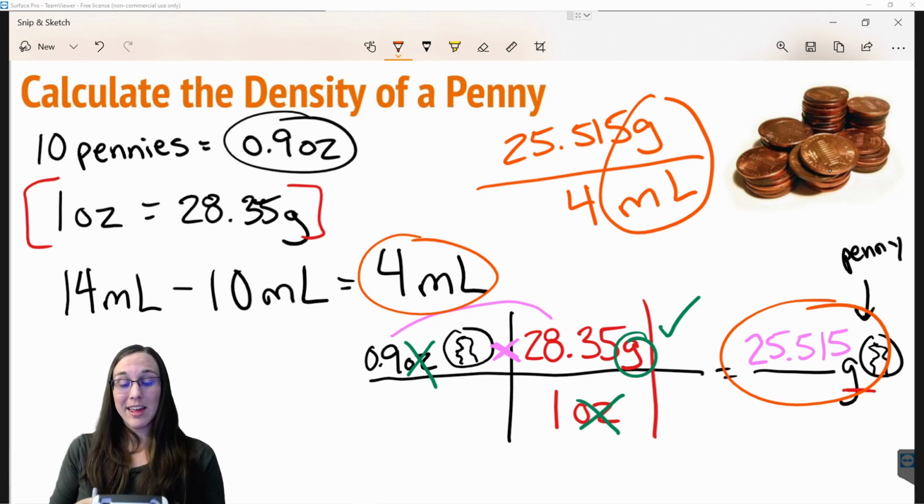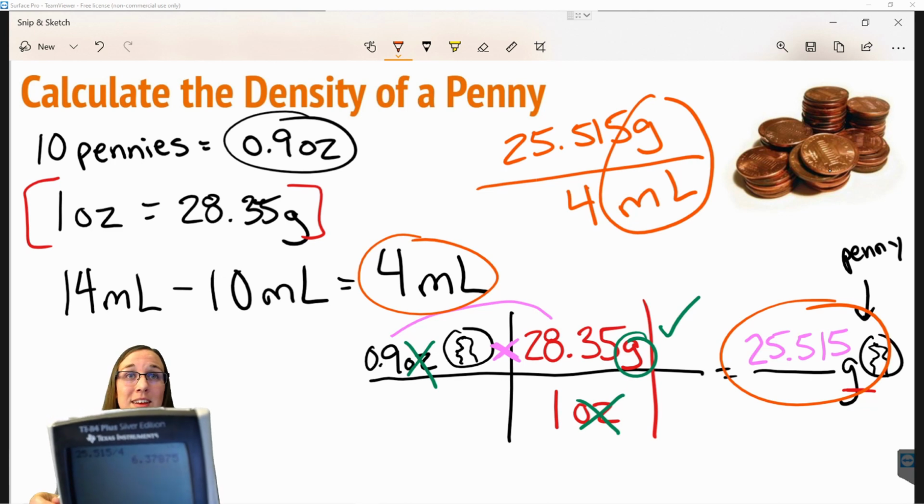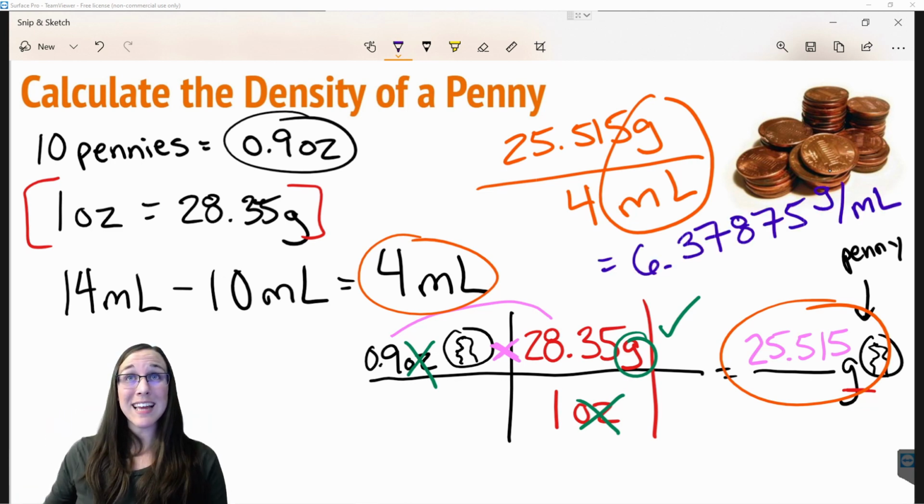Plugging into a calculator, we have 25.515 divided by 4 gives us 6.37875. Don't forget the units at the end. Those don't go away. Just because we divided 25.515 by 4 doesn't mean that grams per milliliter can suddenly disappear. We now have the density of our 10 pennies altogether.